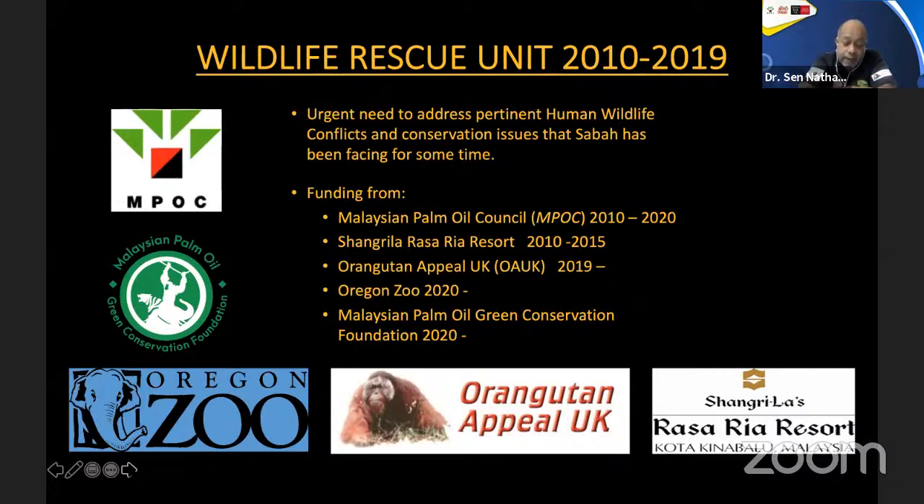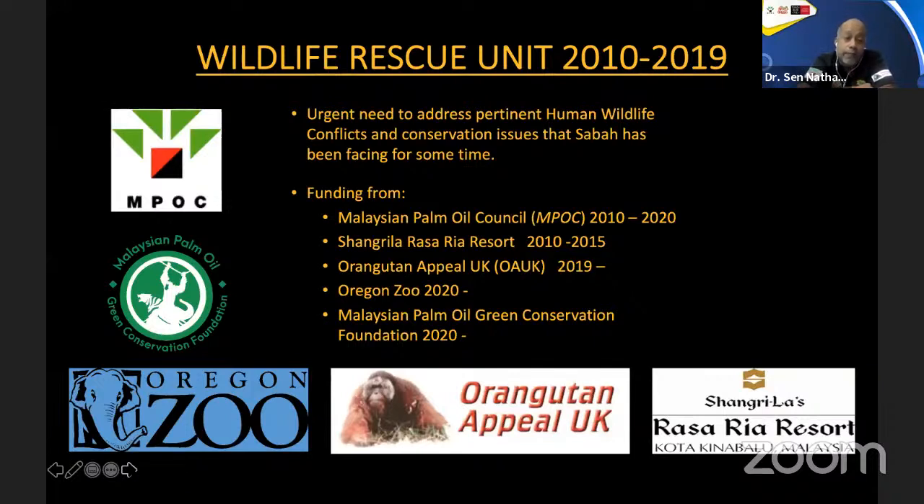However, searching high and low for funding from external sources, our efforts were not in vain, as we successfully managed to get in touch with the palm oil industry through the Malaysian Palm Oil Council, and to throw their weight and support behind this new unit. And that was more than enough to get this unit up and running.